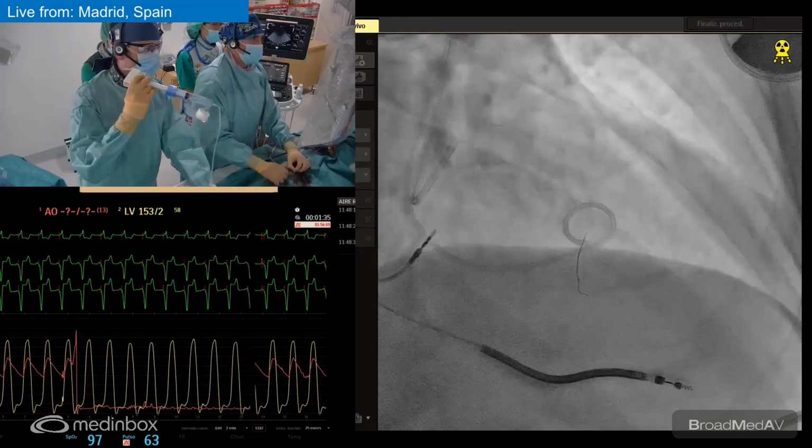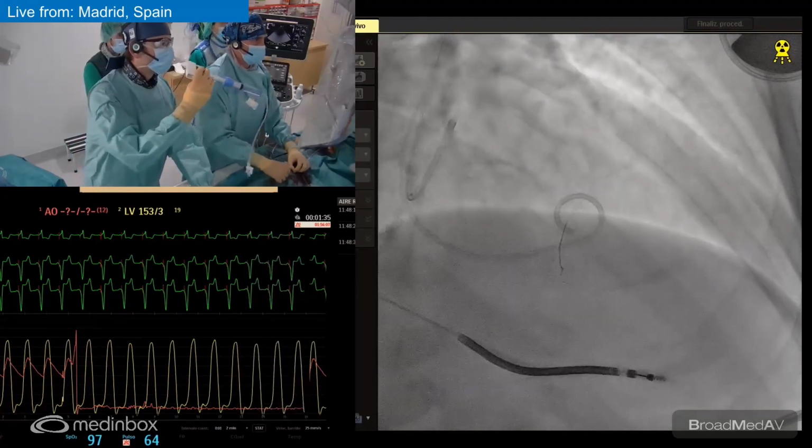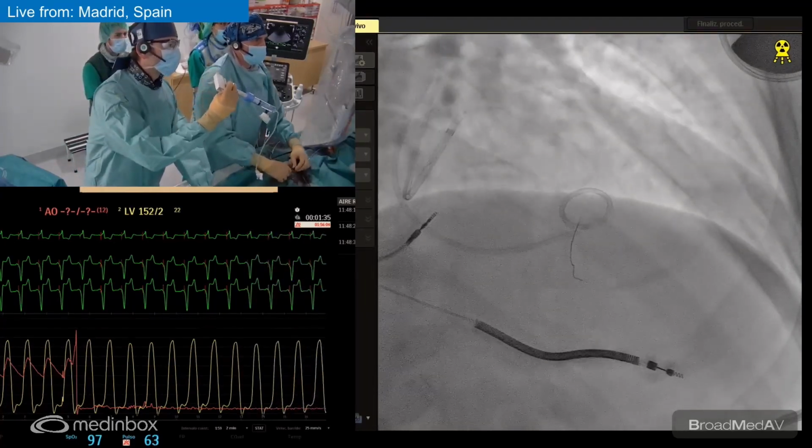So we are doing the trapping balloon technique, advancing a 2.5 balloon in a 7 French guiding catheter.